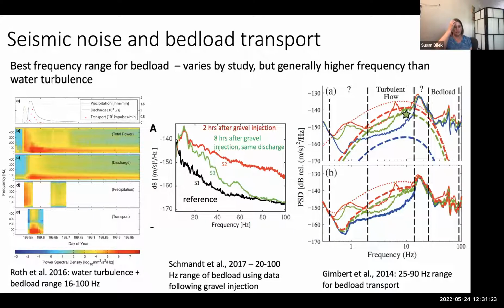So we can look at some other river studies for some guidance. A couple of examples are shown here. All of these studies basically put the bedload transport frequency range somewhere greater than about 20 hertz, at least higher than frequencies where they've suggested the signal from the water flow would be contained. So looking at this higher than about 20 hertz range is something that we're going to start with. But we also need to look carefully at the noise sources that are present in our data and our environment to more clearly refine that frequency range.